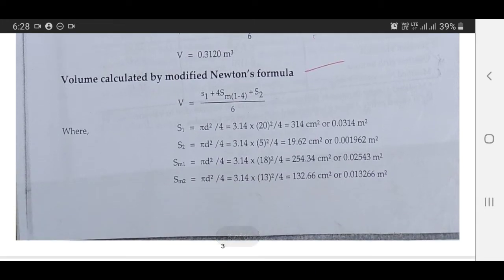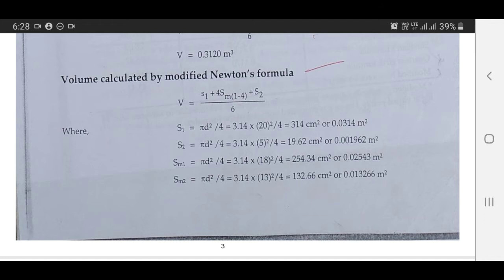V is equal to S1 plus 4 Sm 1 to 4 plus S2 upon 6, where S1 is pi d square upon 4, 3.14 into 20 whole square upon 4, 314 square centimeter. S2 is pi d square upon 4, 3.14 into 5 whole square upon 4, it comes to 19.62 square centimeter.